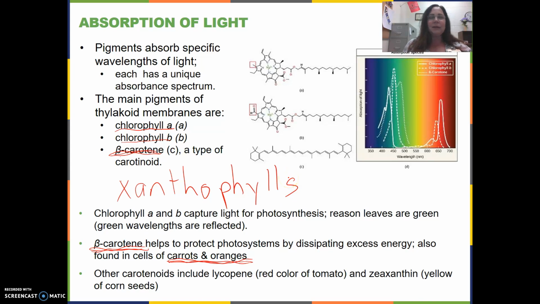So you guys are going to do a lab, or you may already have done it, where you're going to do paper chromatography, and so you're going to separate out these pigments. The xanthophyll is the one that comes out a little bit more yellow, and the beta-carotene comes out a little bit more orange.